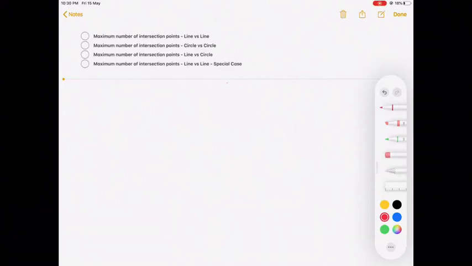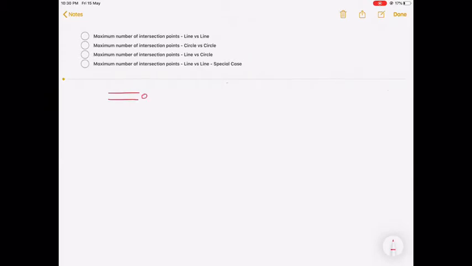So in this video we'll be looking at the maximum number of intersection points between lines, between circles, and between lines and circles. Now let's take the case of two lines. If two lines are parallel, there will be no points of intersection. If two lines are non-parallel, at the most there can be one meeting point. Similarly, if there are three lines, I can have three meeting points.